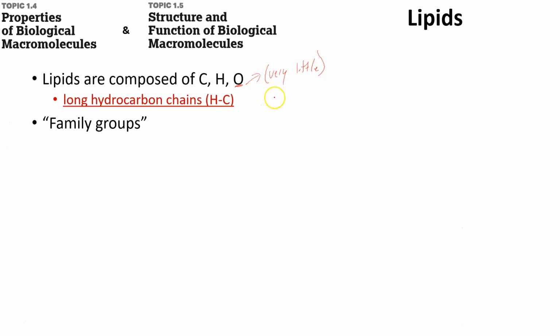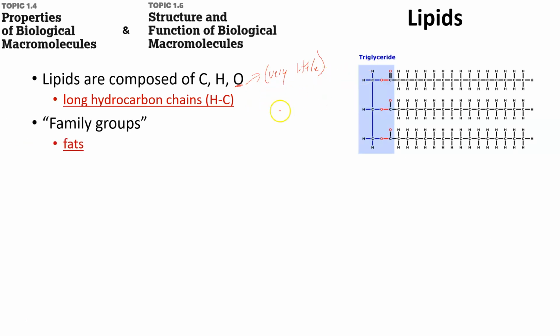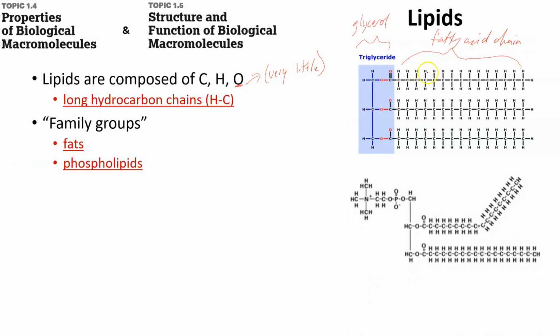There are different groups of lipids. One of these groups is your typical fats, or triglycerides, in which you have these long chains of carbon and hydrogen connected to this glycerol molecule here. The glycerol. And these are fatty acid chains here.